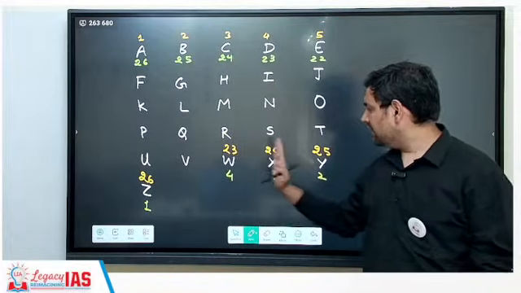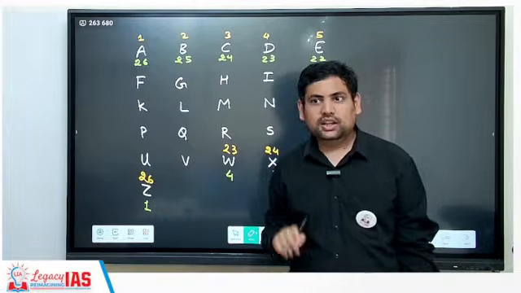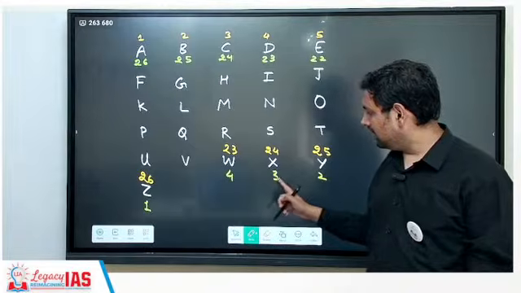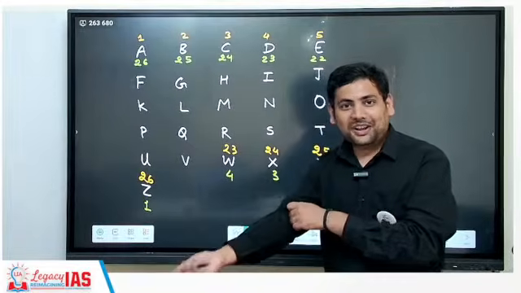And the last ones are 23, 24, 25, 26. Now, if you look from the backward direction, Z becomes the first letter. This is second, third, fourth. Now, this, of course, you understand.